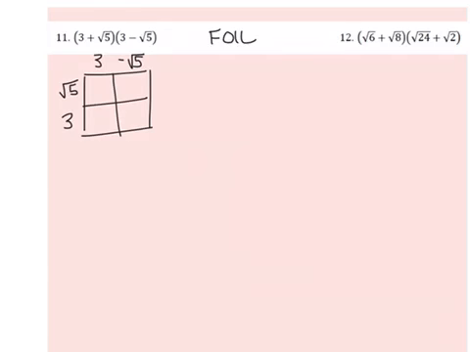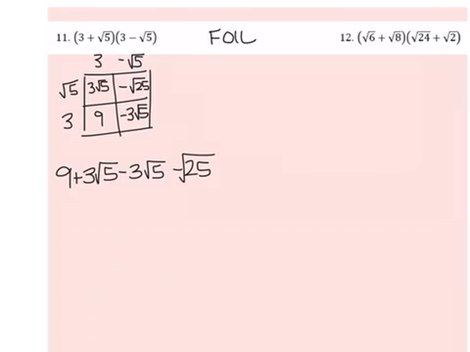So we multiply the outsides to get the insides. So when I do 3 times root 5, I get 3 root 5. When I do root 5 times negative root 5, you multiply the things underneath. So I'm going to get negative root 25. 3 times 3 is going to give me 9. And 3 times negative root 5 gives me negative 3 root 5. So we want to add our insides, so I'm going to have 9 plus 3 root 5 minus 3 root 5 minus root 25.